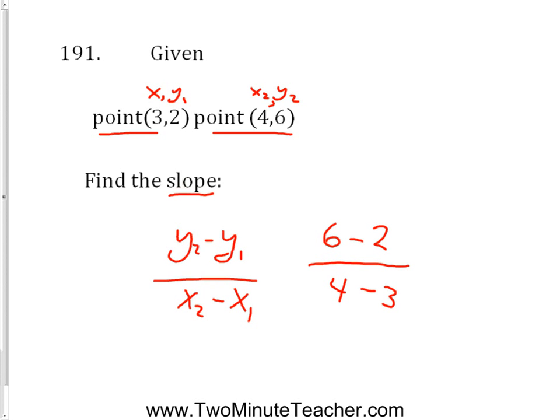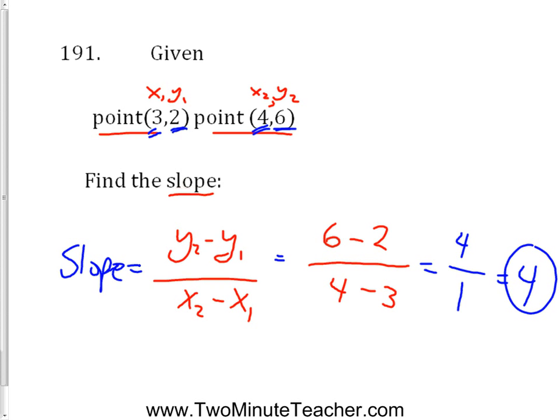The main thing is if you start over here and go this one minus this one, then you got to go back over here and go that one minus that one. You can't trade them around and say that 3 minus 4 is the same as 4 minus 3. It's not. Okay, so you've got to be consistent on those. 6 minus 2 is 4 over 4 minus 3 would be 1. So the slope is equal to all that stuff, which is equal to 4. So my slope in this case would be 4.